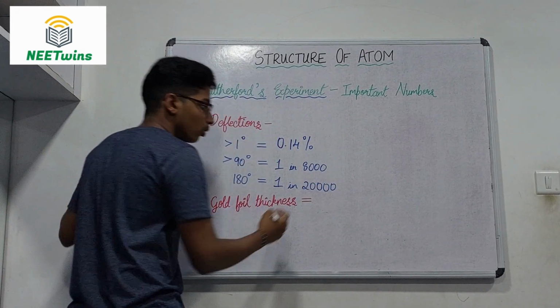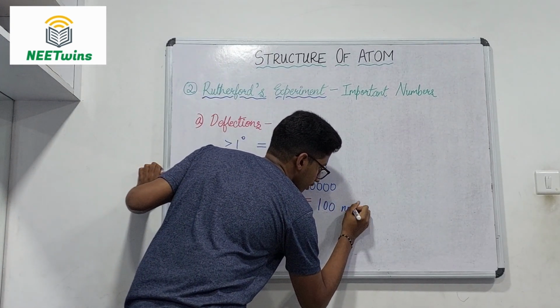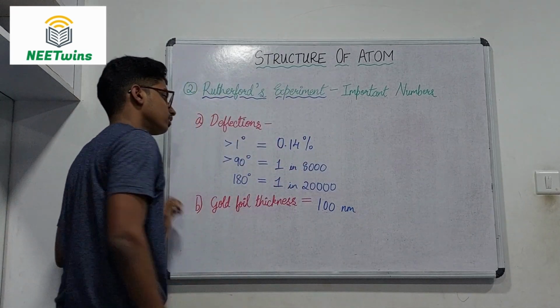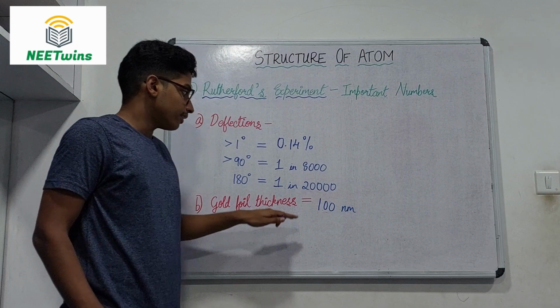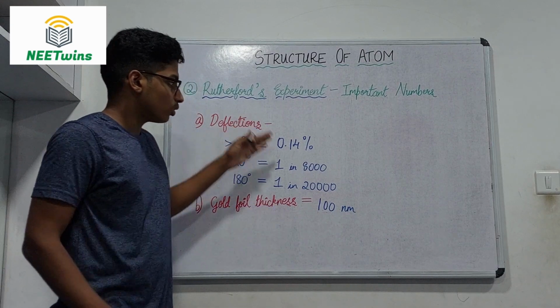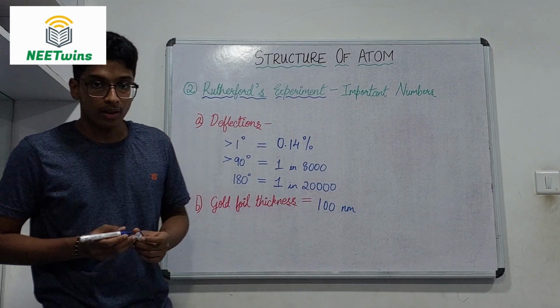Now the thickness of the gold foil is 100 nanometer. We know gold is an extremely ductile material, so it can be made into a sheet which is as thin as that, and that is the thickness of the gold foil. All these questions are very repeated in MCQs, so if you remember the numbers, it will be very helpful for you.